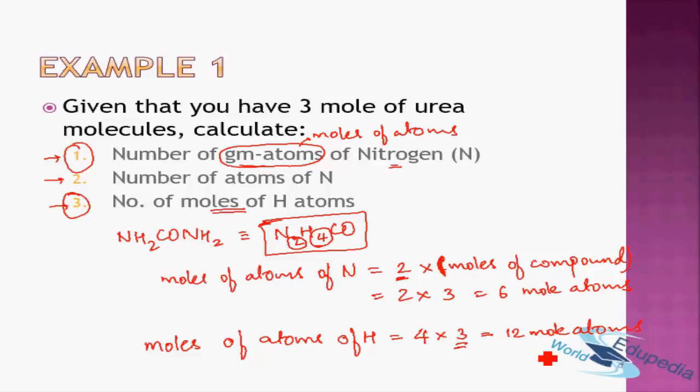Okay, the second part of the question, where you have to calculate number of atoms of nitrogen. So see, this is the difference here. In the first part we had to calculate number of gram atoms of nitrogen. Gram atoms means you have to calculate number of moles of nitrogen atom. But in the second part you don't have to calculate number of moles of atoms, you simply have to calculate number of atoms.